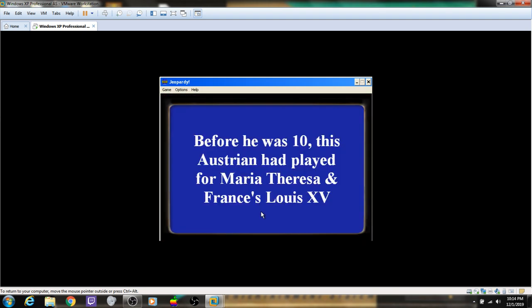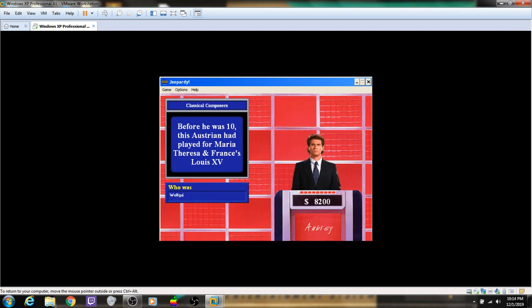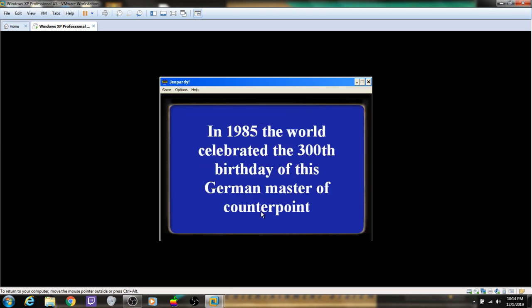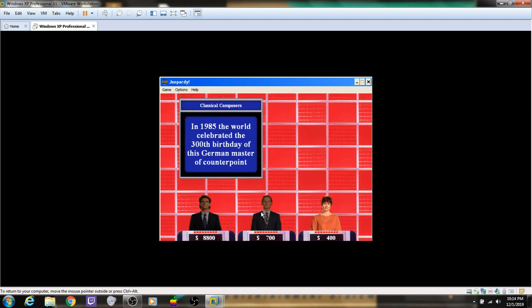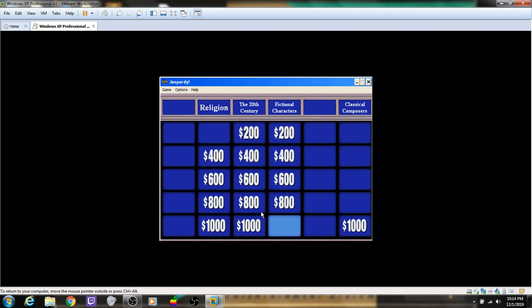Before he was 10, this Austrian had played for Maria Theresa and Francis Louis XV. Contestant number 1. Who is Wolfgang Amadeus Mozart? You are correct. Plus 800. In 1985, the world celebrated the 300th birthday of this German master of counterpoint. Contestant number 3. Johann Sebastian Bach. Yes, that's correct.